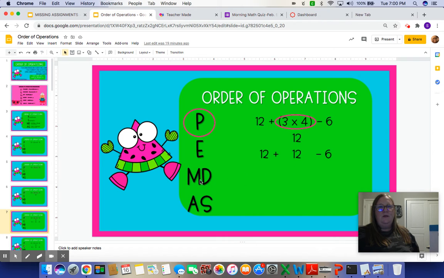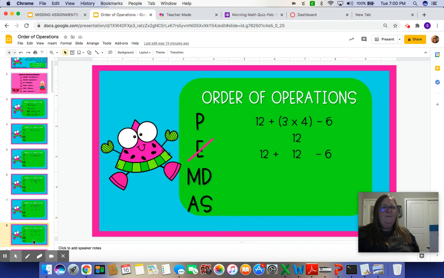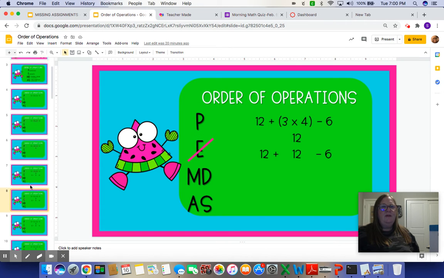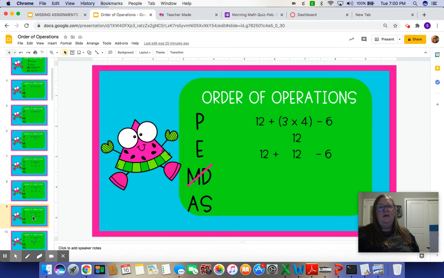So next we know is going to be, we don't have any exponents, so the next thing is multiplication or division, which we already did multiplication in the parentheses because that was first. We don't have any more multiplying, we only have adding and subtracting left. And so that's what that means with that slash through there.